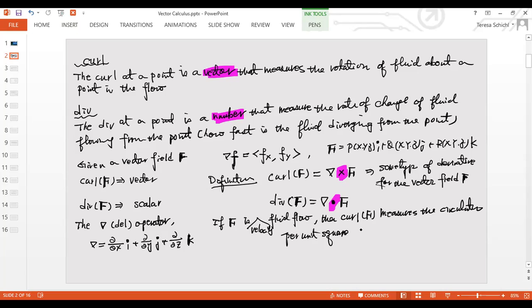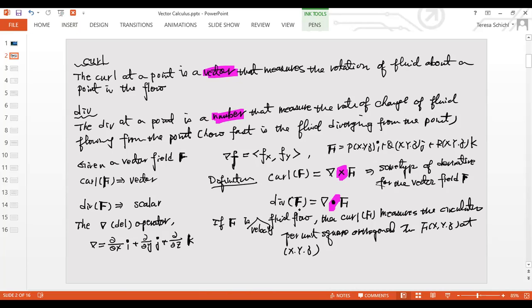Orthogonal to this vector field F of x, y, z at this specific point, right? So at this point x, y, z here, if curl equals 0, that means there's no circulation about the point, no circulation through the flow or through the point with the velocities here.